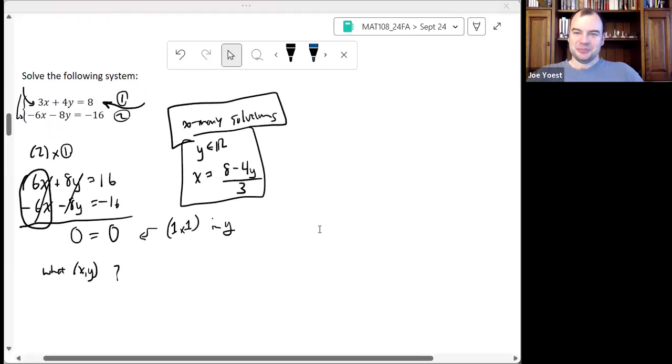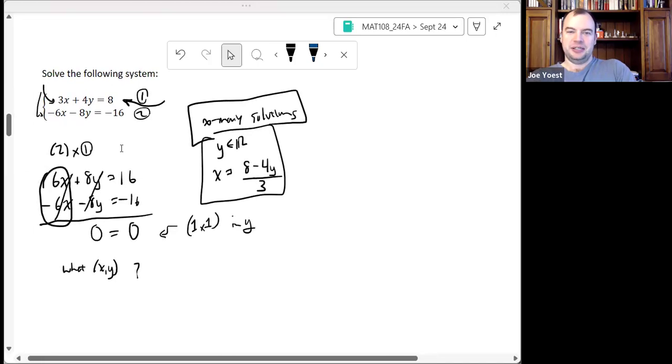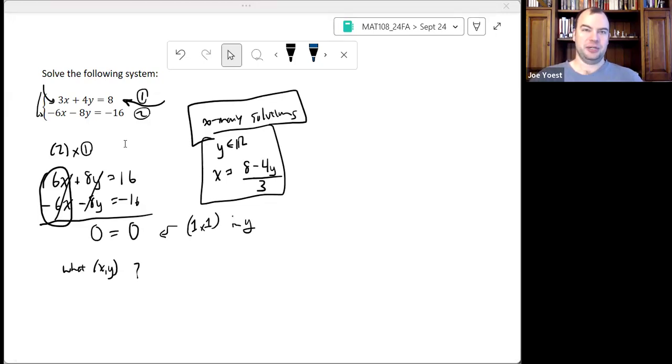Okay, so we saw that when we do the addition elimination method, and instead of eliminating one variable, we eliminate all of our variables, that's when we're in one of these edge cases. What does this look like in substitution?